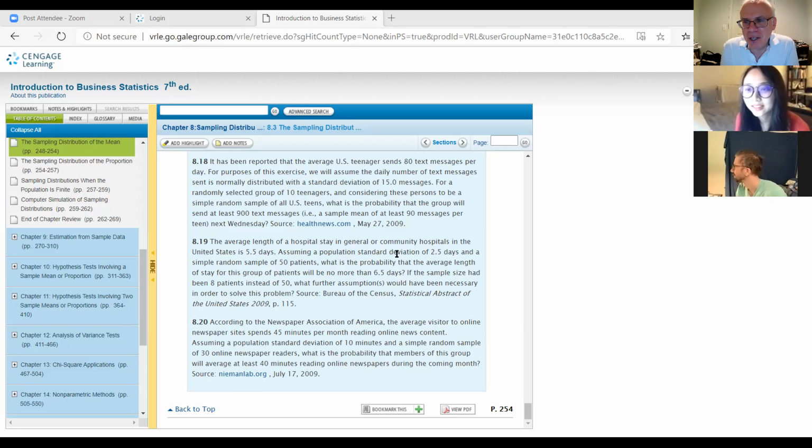But think about, let me give you the hint. Central limit theorem. What's the central limit theorem say? It's described in chapter 8. You should read chapter 8 because it really gives you the theory behind the central limit theorem. But what does the central limit theorem state?